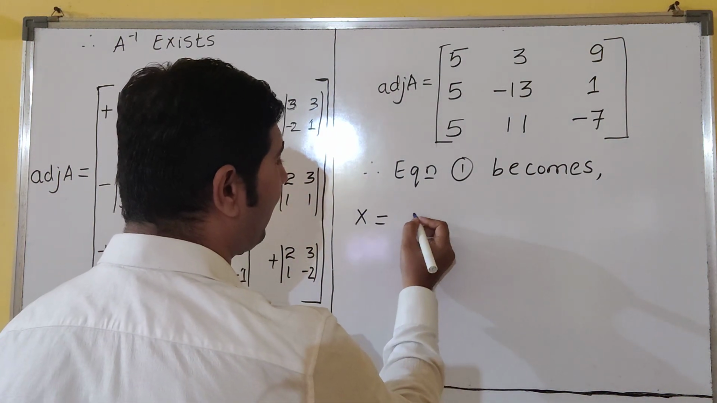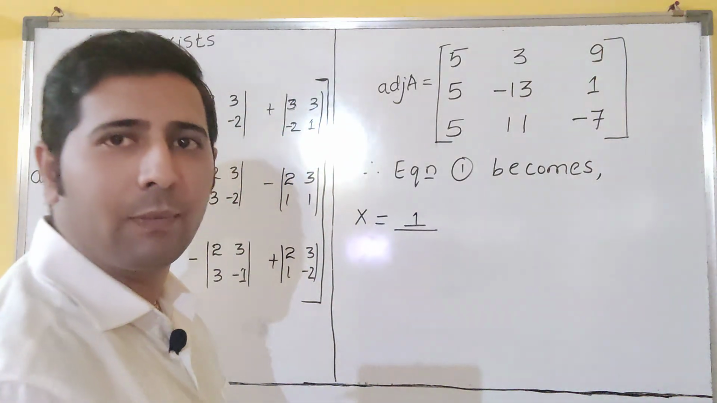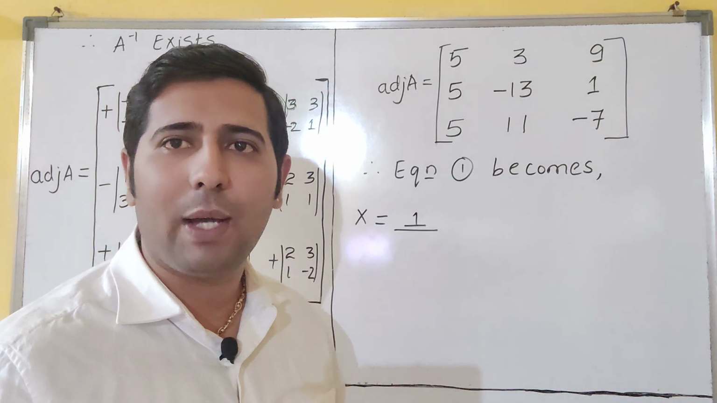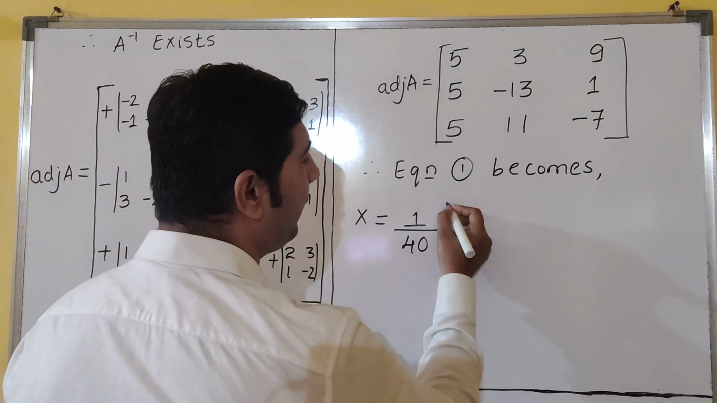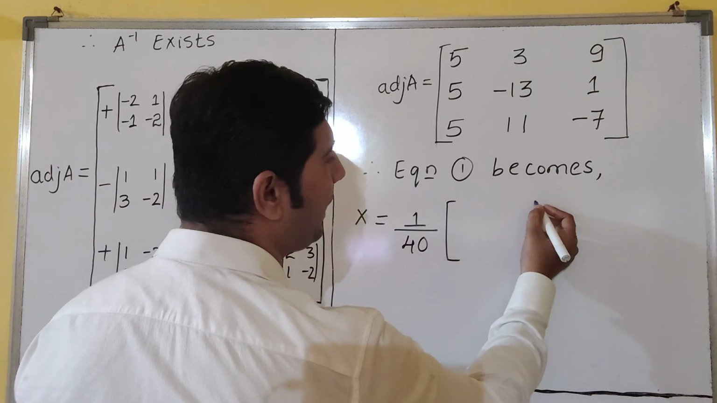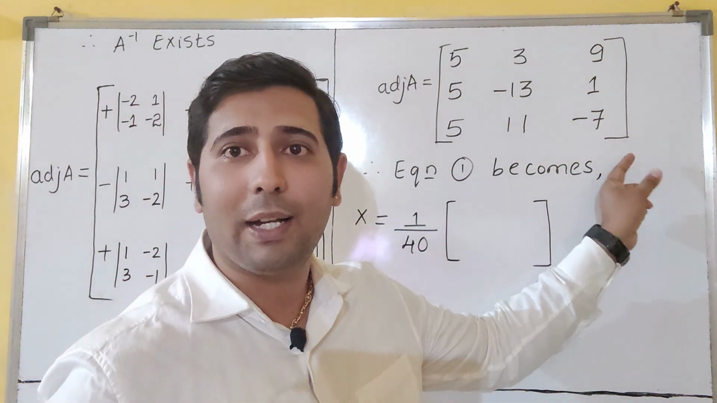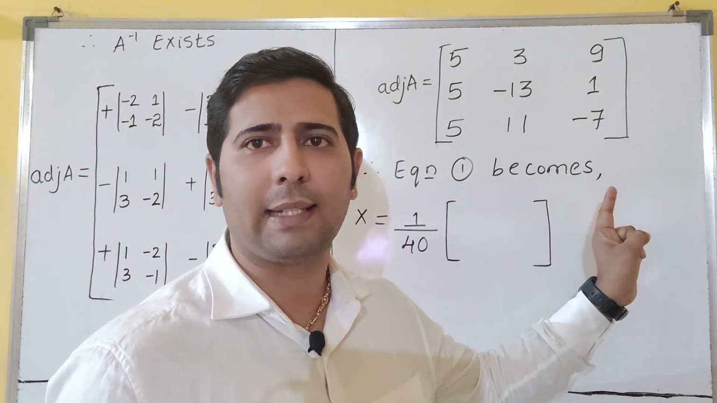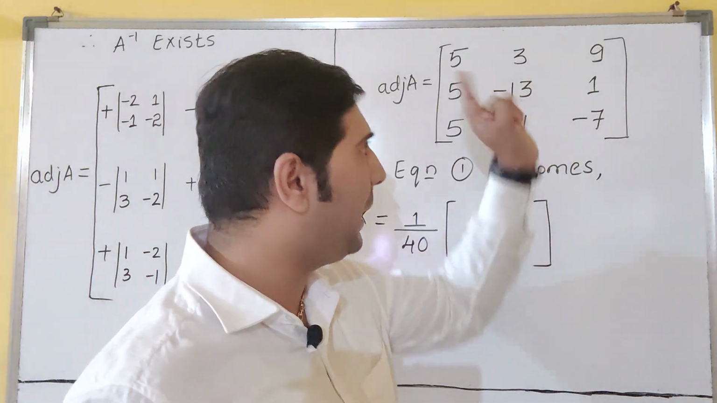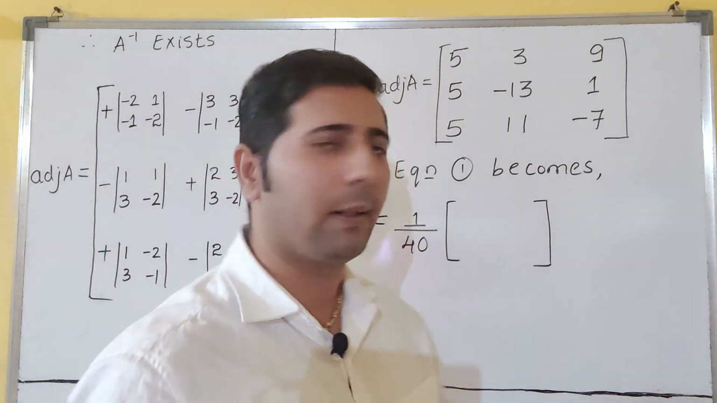What is A inverse? A inverse is 1 upon determinant A, or not? You have written A inverse as 1 upon determinant A. Determinant A is how much? 40, into adjoint of A. See how I am using the bracket: a square bracket here. I have not used parallel lines. If you use them, you will lose marks in the exam. Be careful. Please use matrix brackets only, dear students. Don't use determinant bars. Got it?